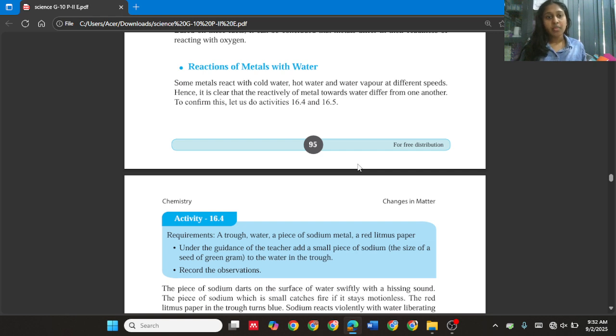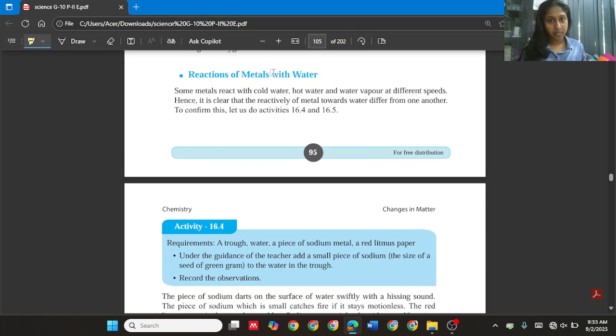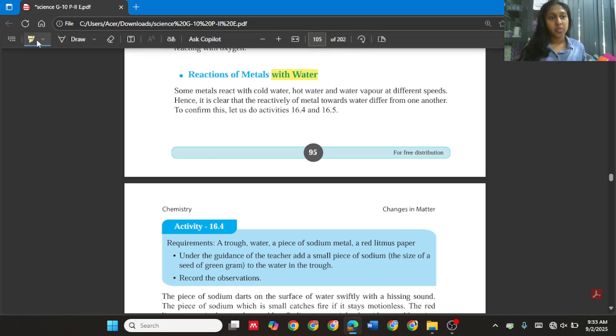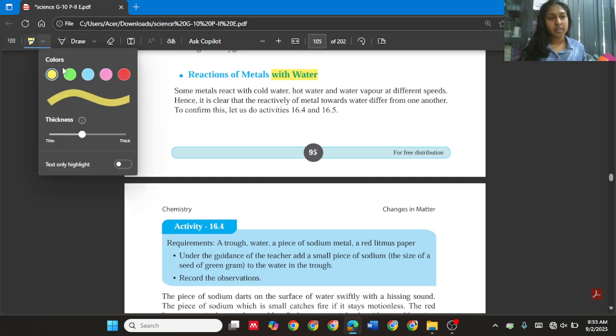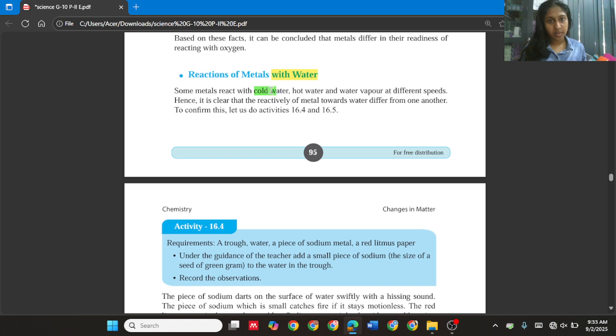Okay, so some metals react with cold water. I'm going to highlight this part, with water. Here we are going to discuss reactions of metals with water, the second part. Some metals react with cold water, hot water, and water vapor at different speeds. So you should understand these three things are different: cold water, hot water, and water vapor.